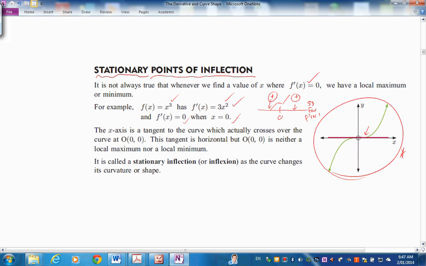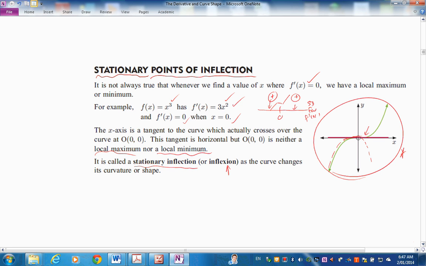Okay, so the tangent here is horizontal, but it's neither a local maximum nor a local minimum. It's called a stationary point of inflection. You can use an X in there if you like. As the curve changes its curvature or shape, what do they mean? Well, it's coming up here, look at this. The slope of the tangents is decreasing, still an increasing function because they're positive, but it's getting flatter.